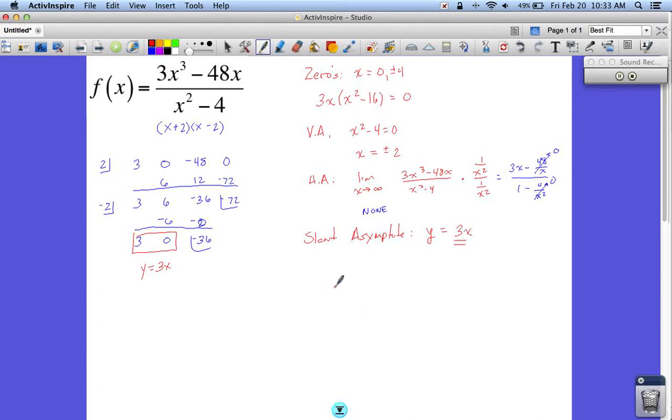Alright, so there's the non-calculus portion. You can consider the limits, maybe a little bit of calculus. So now let's look at the first derivative. The first derivative of this function.